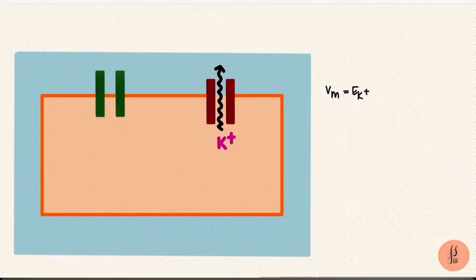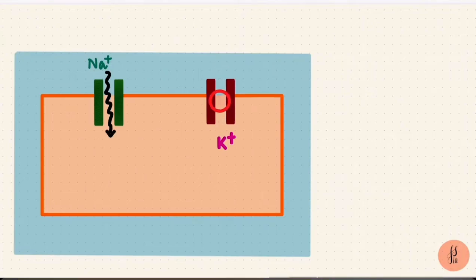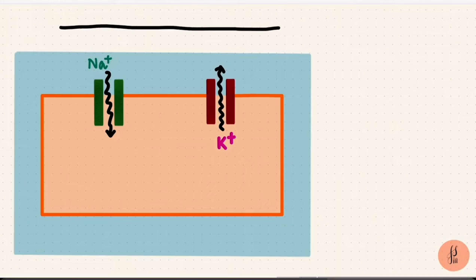But at rest, the membrane is permeable to more than just one ion. So let's add in another, sodium. If the membrane were permeable to just sodium and not potassium, then the membrane potential would have been equal to the equilibrium potential of sodium. If both ions can move, then they're both going to try to bring that membrane potential close to their equilibrium potential, and it'll end up somewhere in between the two.